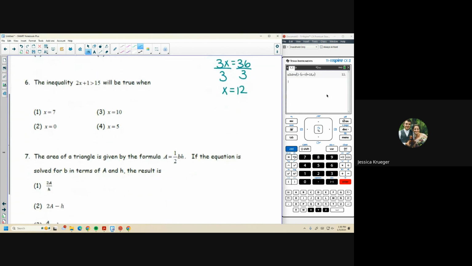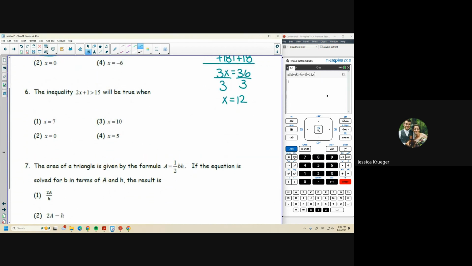Okay, number 6. The inequality 2x plus 1 is greater than 15 will be true when x is 7, x is 0, x is 10, or x is 5. So the first thing I could do is I could do this algebraically. So for inequalities, step 1 is to find where they're equal. This is your boundary point.